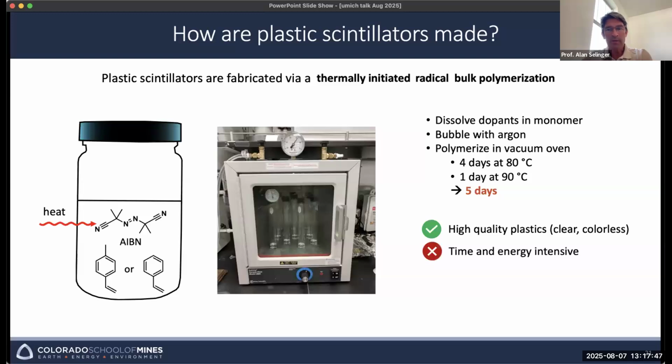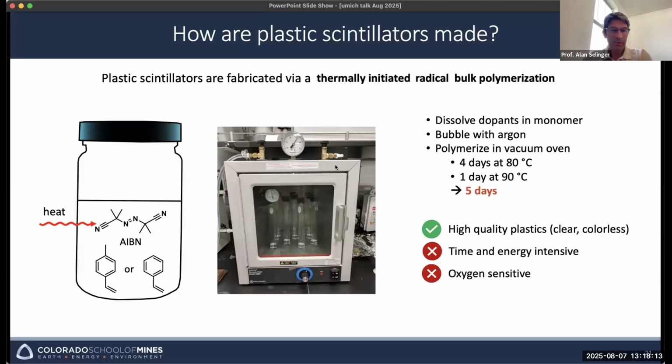So they need to be high quality plastics. This is a time and energy intensive process. So you can imagine, when the company is making these, they're making hundreds of kilograms of these things in large vats, in large ovens, and heating for long periods of time. So this is very energy and time intensive.